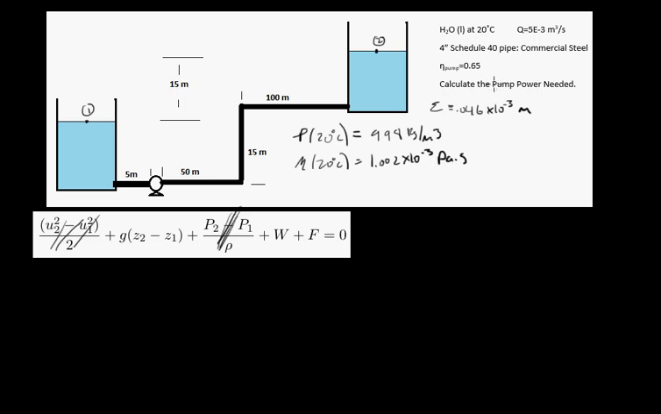And then you're going to need to look up in some table, again in the fluid mechanics textbook or online, what the internal diameter of the pipe is, given that it's 4-inch nominal Schedule 40 pipe. So you can look that up in a table, and what you'll get, if you convert it to metric, is that the diameter is equal to 0.10226 meters.